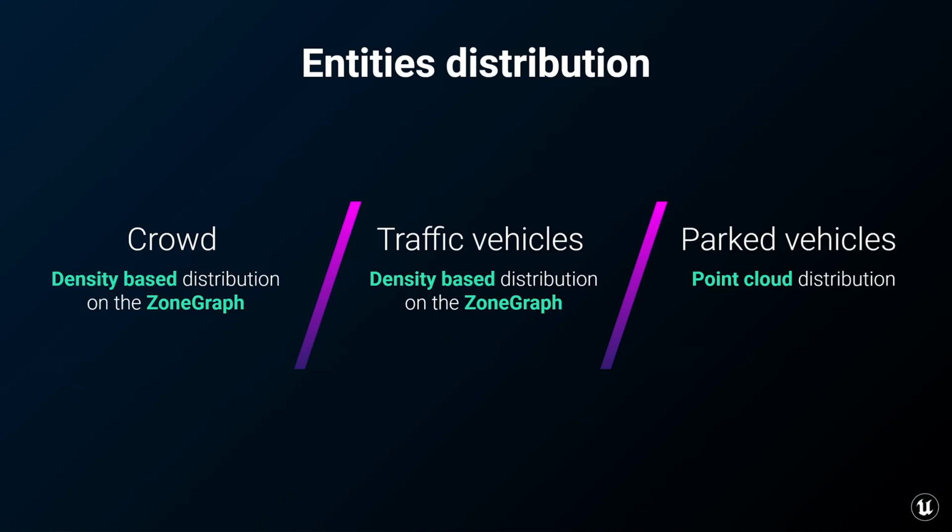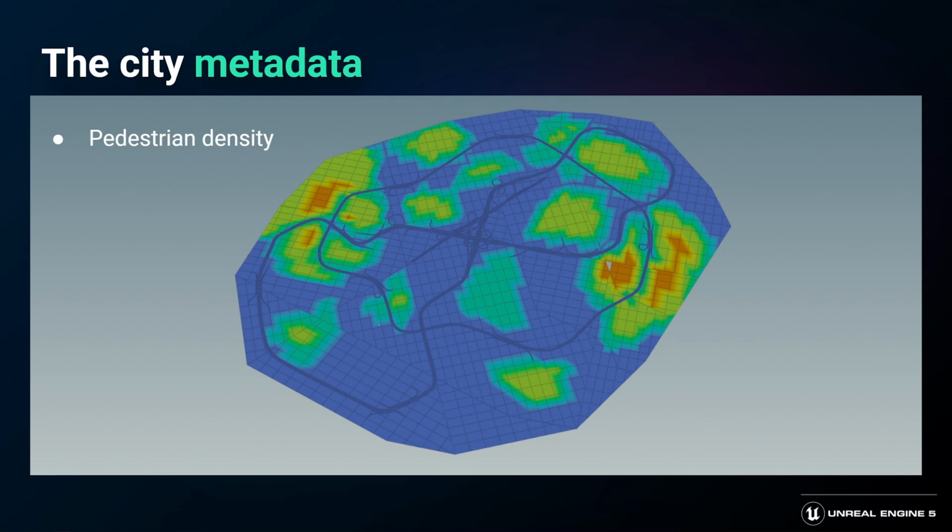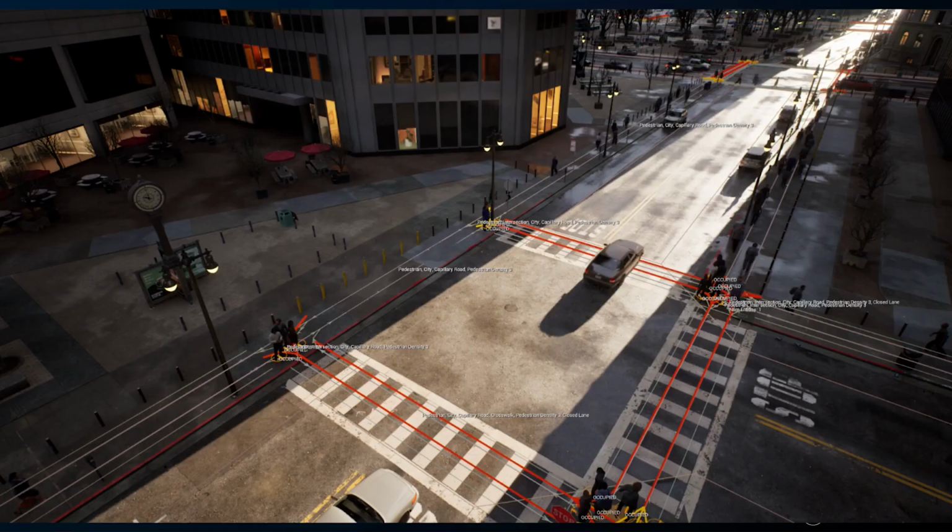In fact, we leveraged the Zone Graph to have a density-based distribution of entities for both crowd and traffic, whereas for the parked vehicles, we were more interested in a static point cloud distribution. The Mass Spawners support both of these options, along with many others when it comes to deciding how to distribute mass entities inside the world. For the crowd, we merged the procedural data representing the pedestrian density, along with the pedestrian lane network, to create a network of interconnected and properly annotated Zone Graphs for the crowd.